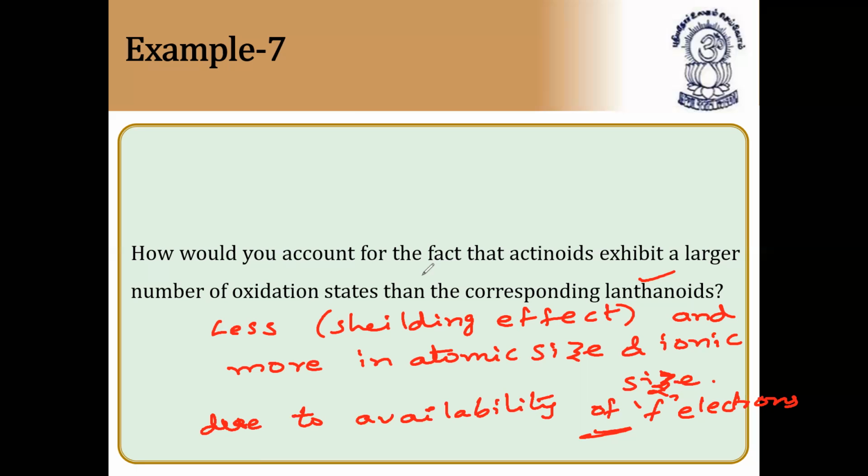How would you account for the fact that actinoids exhibit a larger number of oxidation states than the corresponding lanthanides? Because the shielding effect shown in lanthanides is more when compared to actinides. So in actinides, the atomic size and ionic size are also bigger than lanthanides. So due to the availability of f electrons, actinides will form a larger number of oxidation states when compared to lanthanides. I hope it is clear. Next continuation.